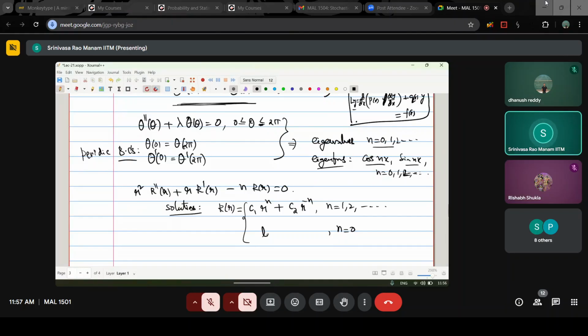You will get log r as your solution. Okay, natural base. Of course, the constant is also there, right? C1 plus C2 times log r. You verify, okay? Go and verify and let me know.